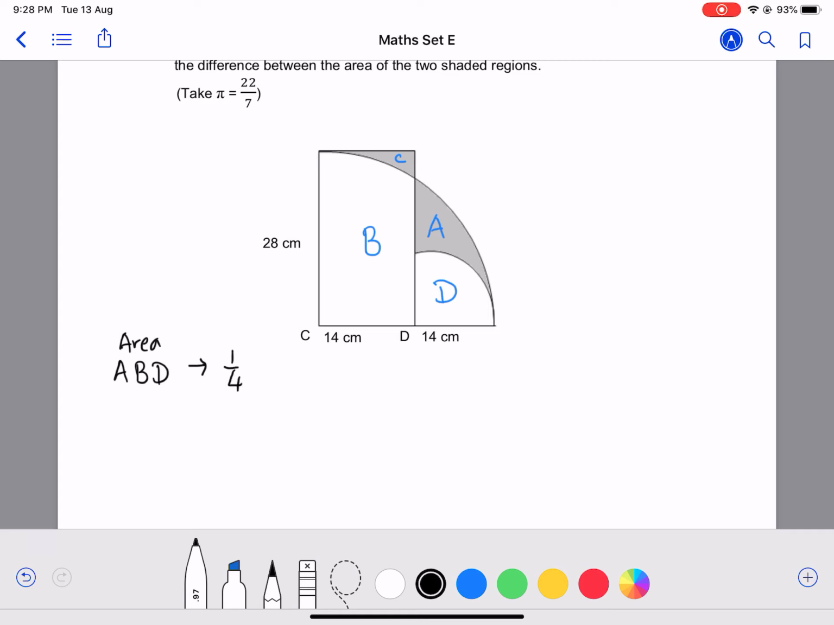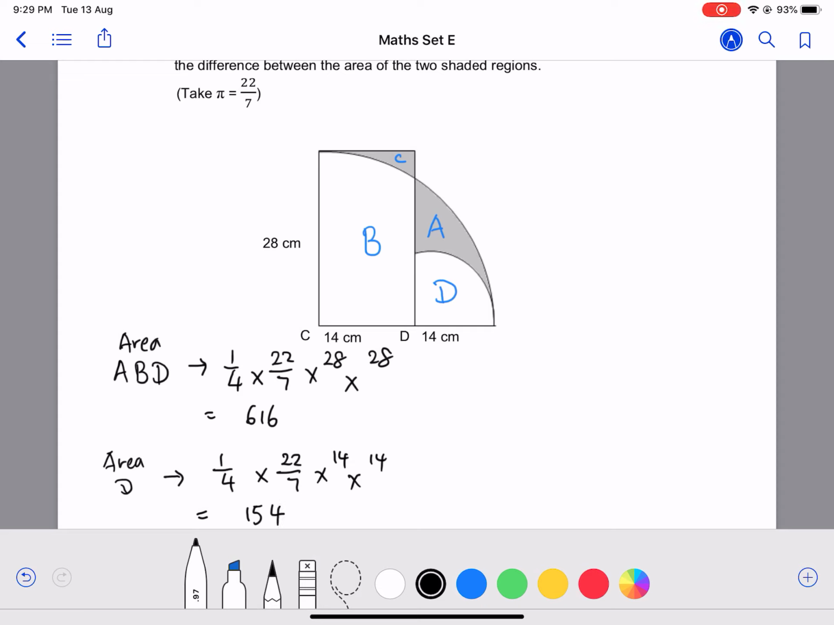Okay, 1/4, the big quadrant, times pi 22/7. Radius is 28. Okay, 616. That's for ABD. Now let's find the area of the small quadrant next, which is the D, the small quadrant. 1/4 times pi again, times the radius, instead of 28 now is 14, a smaller quadrant, is 154.